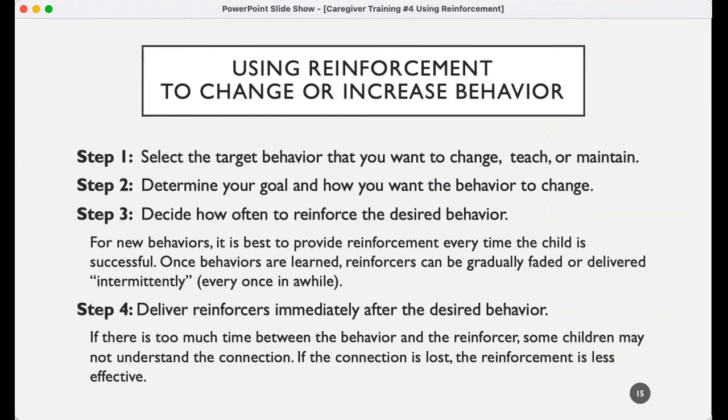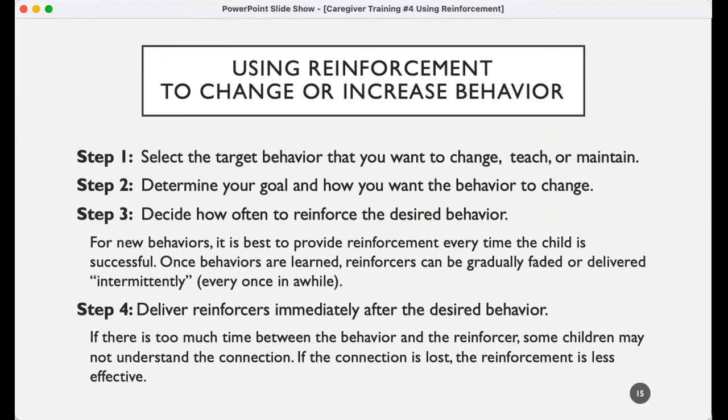So how do we use reinforcers and reinforcement to change or increase behavior? The first thing you want to do is select the target behavior that you either want to change, teach, or maintain. Determine what your goal will be and how this behavior will change. Decide exactly how you're going to reinforce the desired behavior.